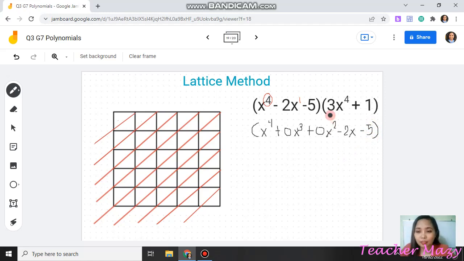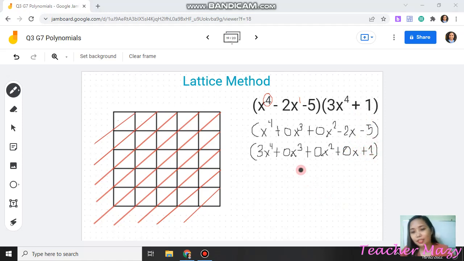Okay? Next is we have 3x raised to 4 and then the next one is the constant. So, we need to write the missing terms. 3x raised to 4 plus, the operation is always addition, okay? Plus 0x cubed plus 0x squared plus 0x and then the constant, which is 1.